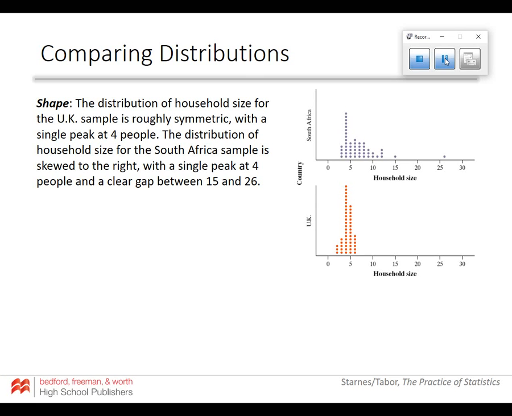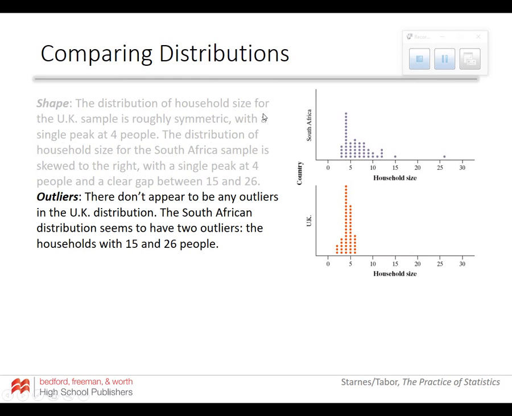So if you just had this piece, the distribution, I can't do that on an outline, but the distribution of the household size for the UK sample is roughly symmetric, and then the distribution of household size for South Africa is skewed to the right. That would be enough. Okay? Notice I do have context there, though.